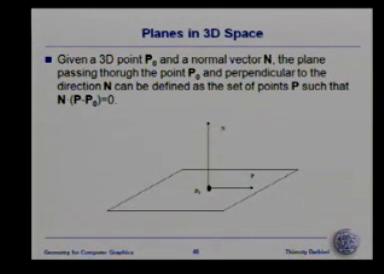You take a point in 3D space which is called P0. And you take a vector n which is normal to the plane and passing through the point P0. And of course, this normal should be perpendicular to the plane. Therefore, the plane can be defined as the set of all the points in the plane P for which this relationship holds true.